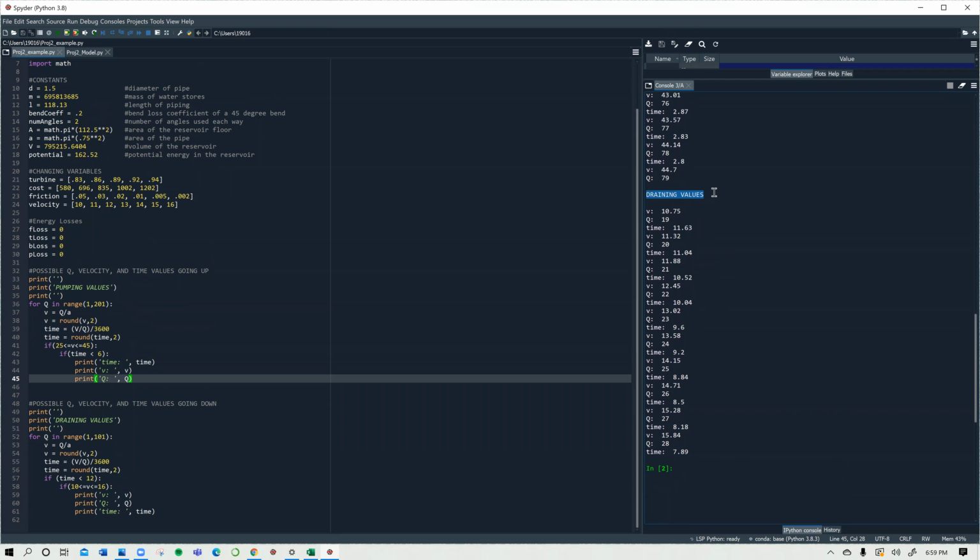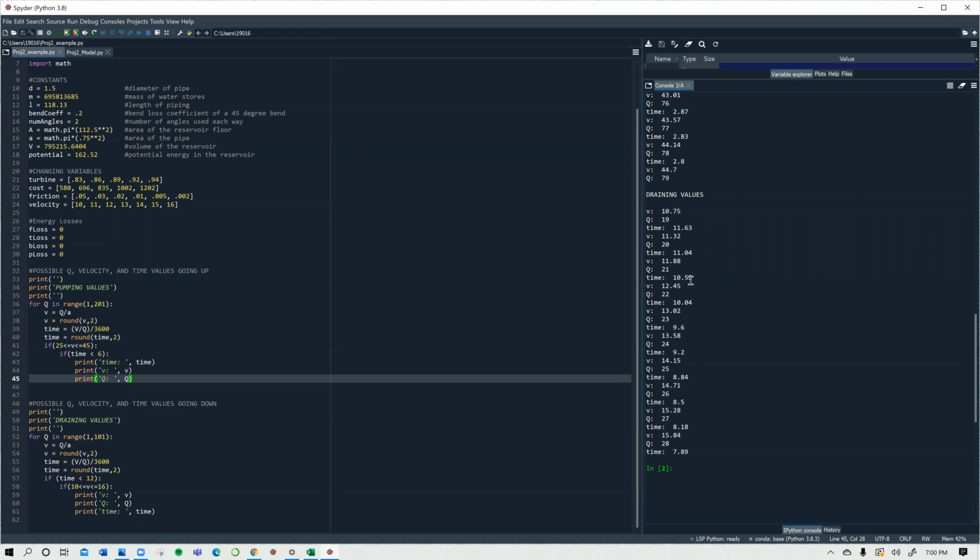Next, it prints out all of the possible draining values. Q starts at 19, and the velocity would be 10.75 meters per second, and the time would take 11.63 hours. This continues until Q is equal to 28, and the velocity is equal to 15.84 meters per second, and the time is equal to 7.89 hours.